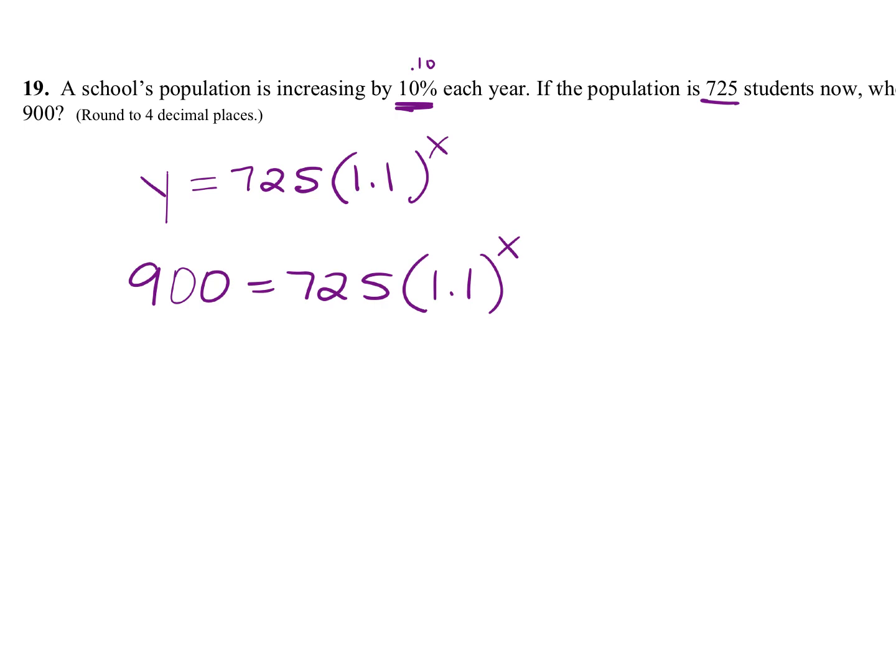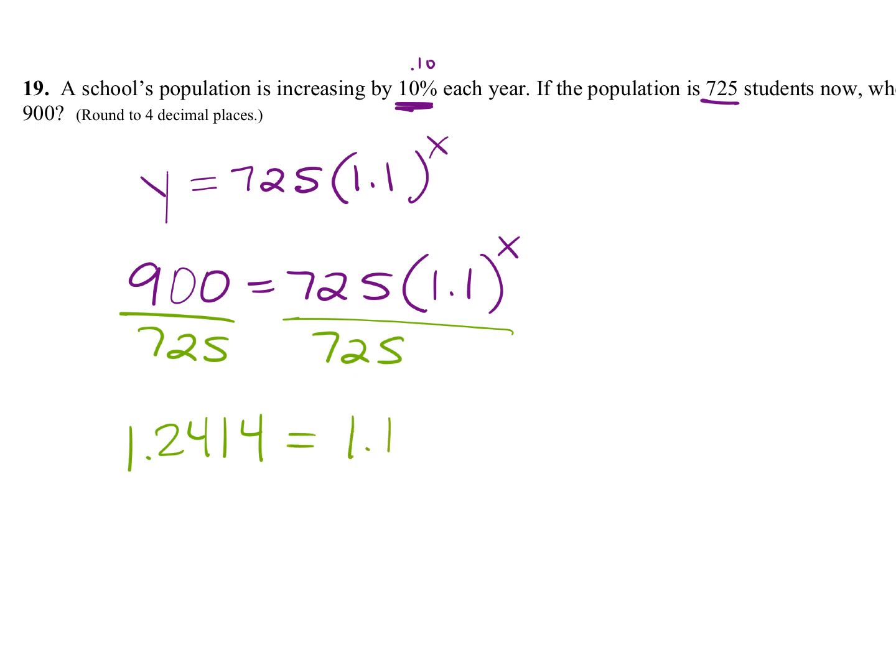Okay, now treating this like we've been treating all the problems we've been doing right now, what do you do first? Subtract 725? Not subtract. Right now we're multiplying. Do the inverse. Divide, right? So what does this come out to? 900 divided by 725 is 1.2414, we'll call it, equals 1.1 to the x power.